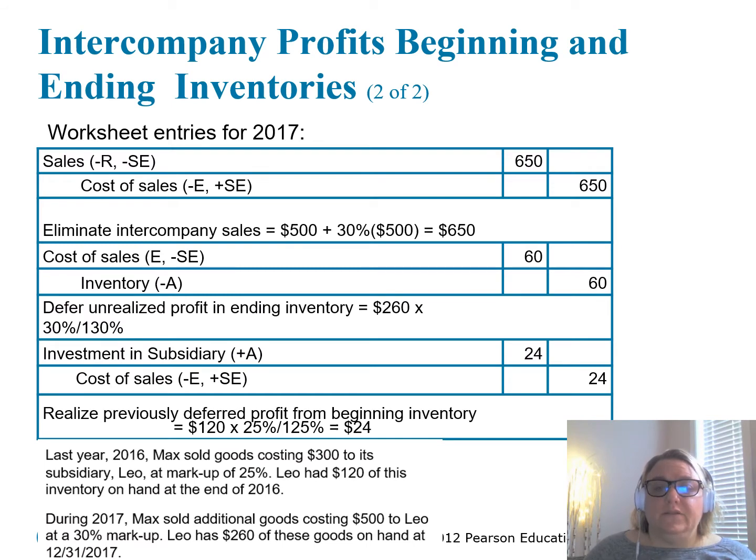Alrighty, let's go take a look at what we're working on. So the first thing we're going to do is worksheet entries for 2017, and I pulled in the problem from the previous page so we could just have it here. The first thing, we're going to eliminate the intercompany sales. So we had additional goods of 500 plus 30%. I noticed they did 30% of 500 to get the sales and cost of sales.